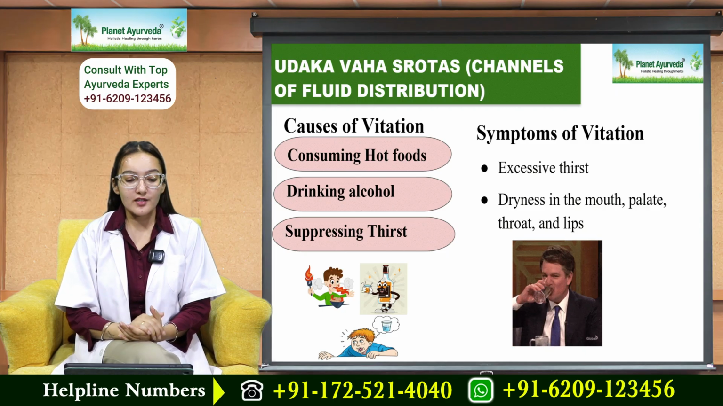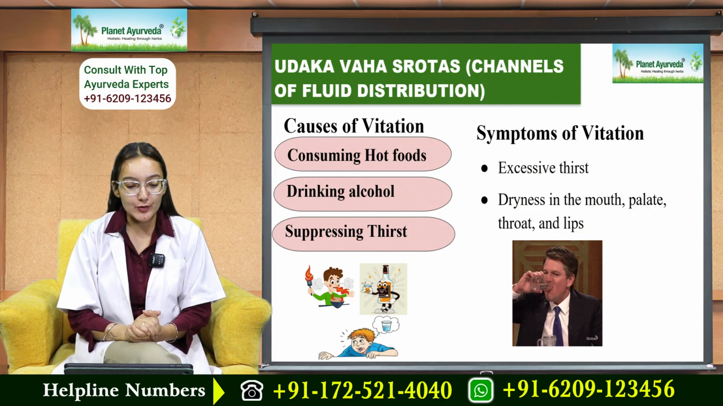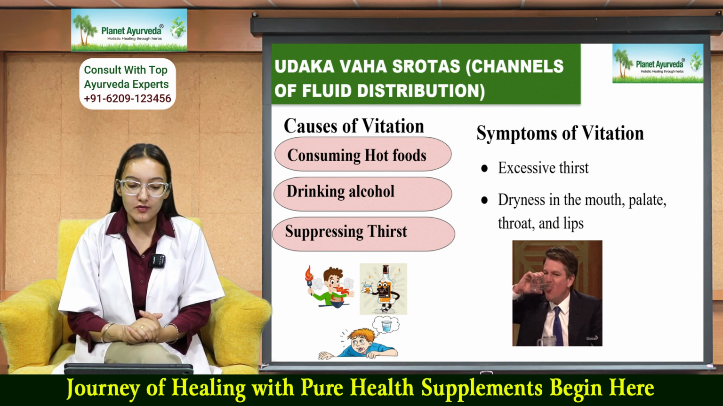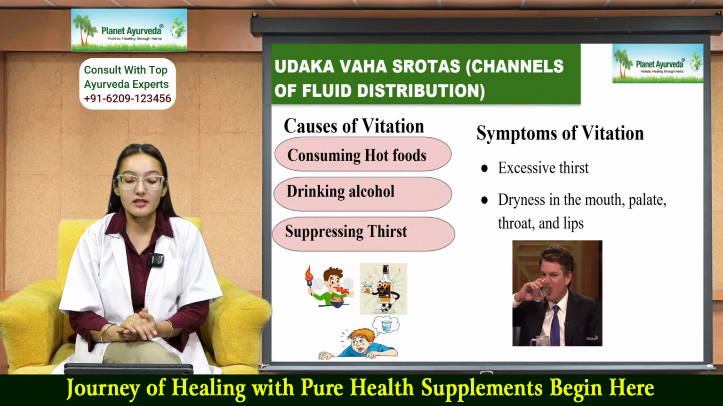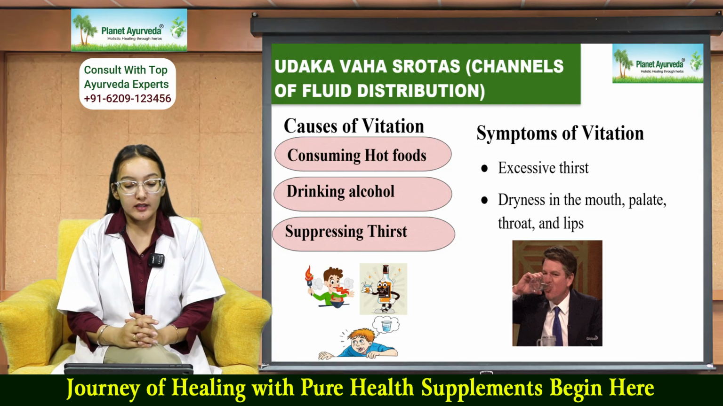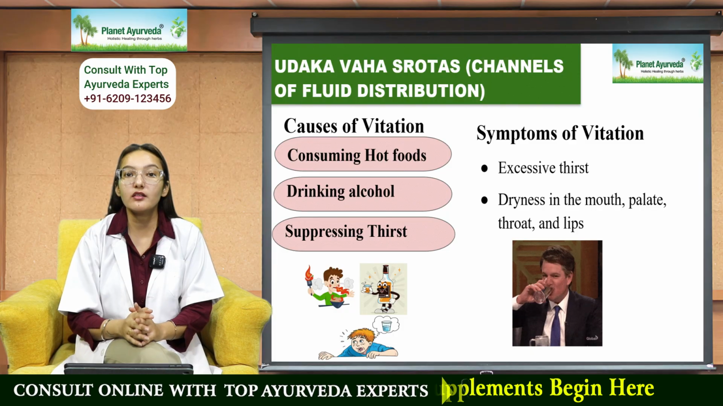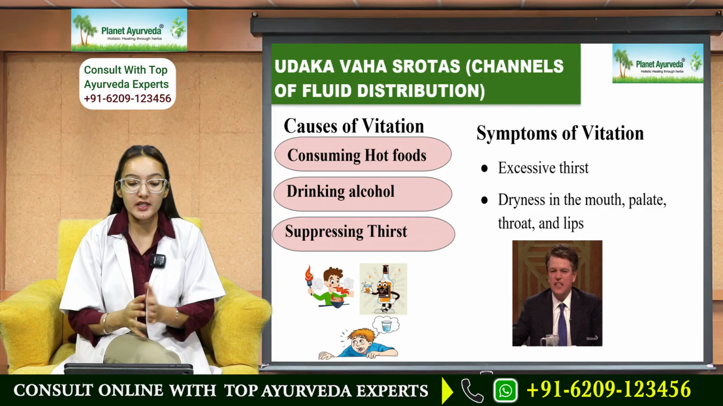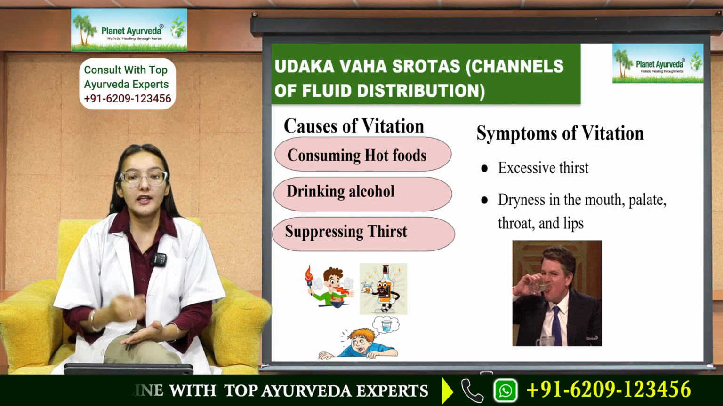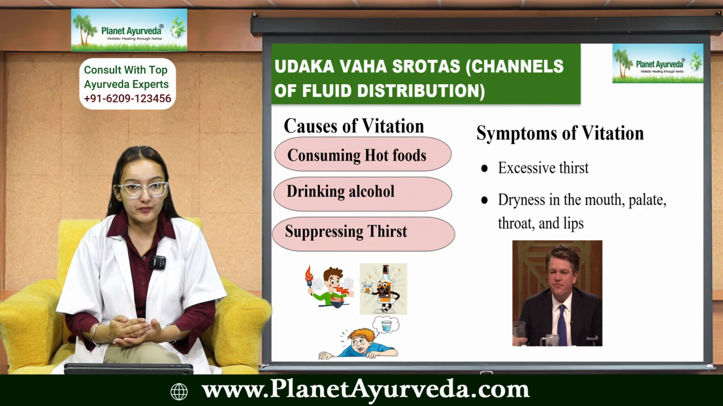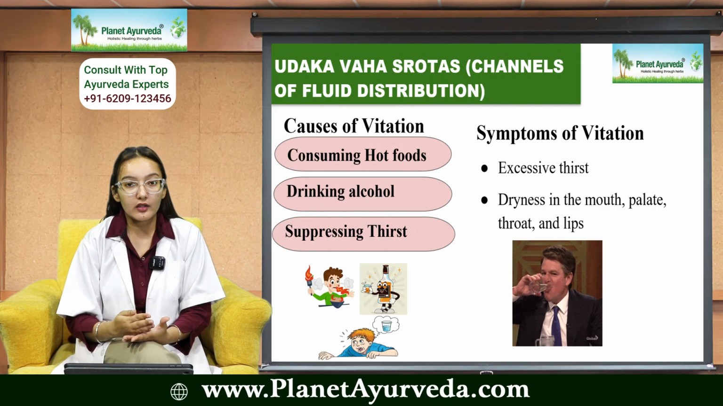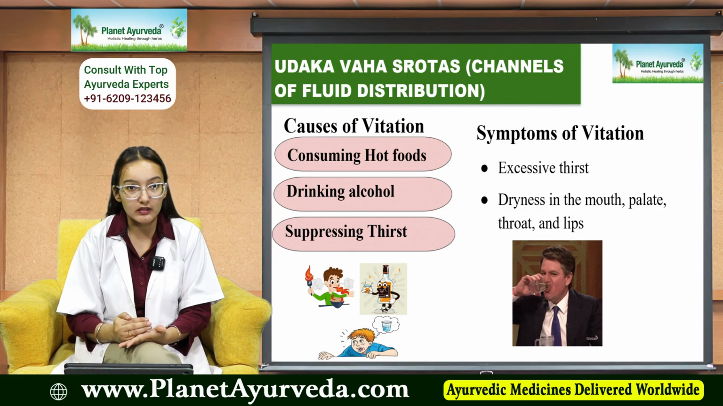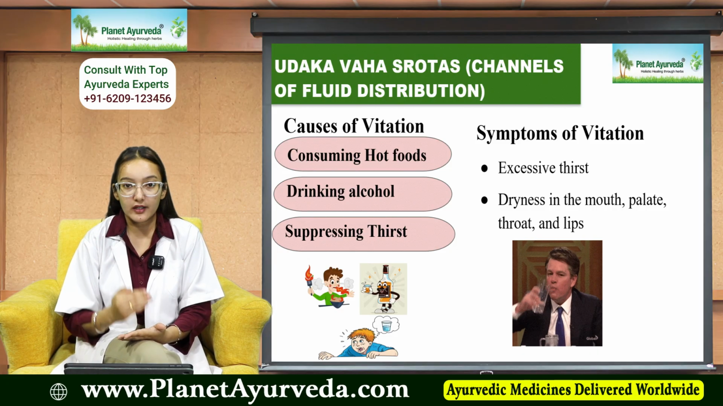So next is udakvaha srotasa, or the channel of fluid distribution. Let's know its causes of vitiation. The causes of vitiation of udakvaha srotasa are consuming hot foods, drinking alcohol, and suppressing thirst. Now what is going to happen if somebody is consuming hot foods? It will lead to drying of the fluids. If somebody drinks alcohol, it will again lead to drying of fluids. If somebody is suppressing thirst, it will also lead to drying of fluids.